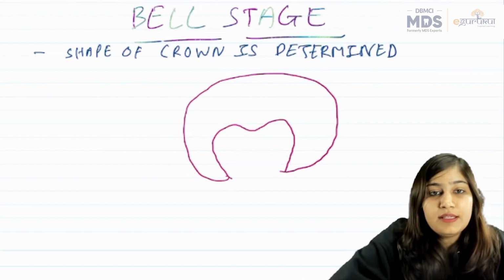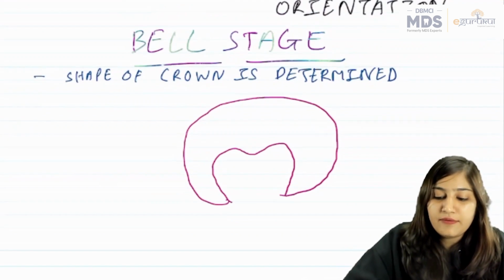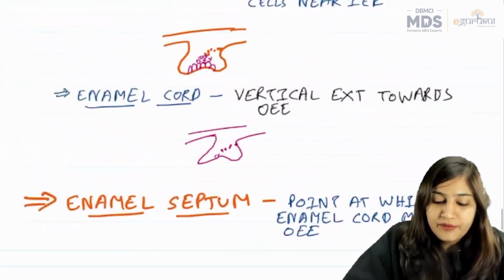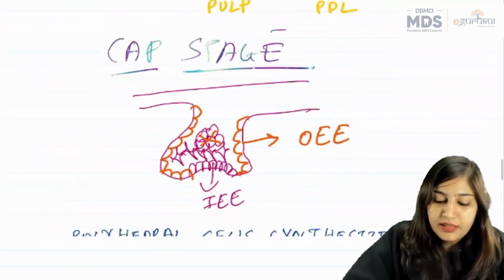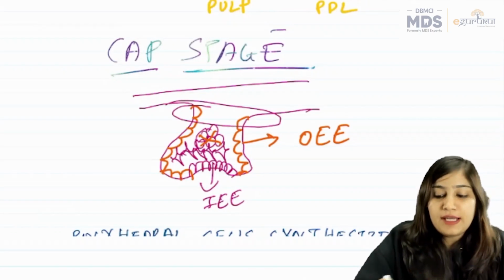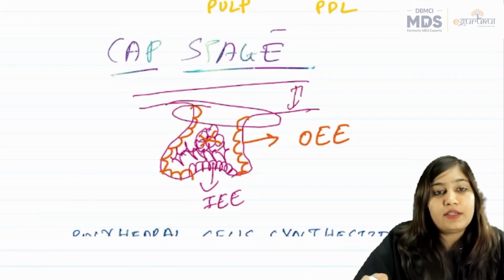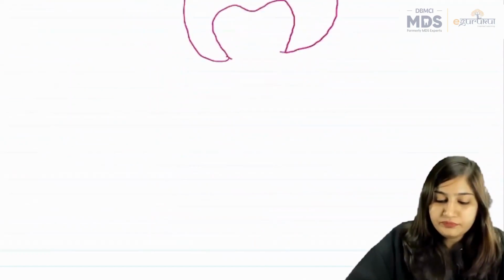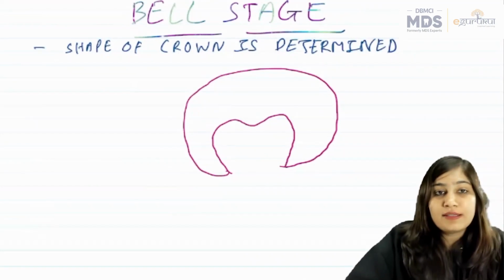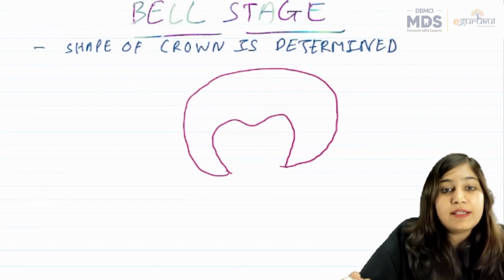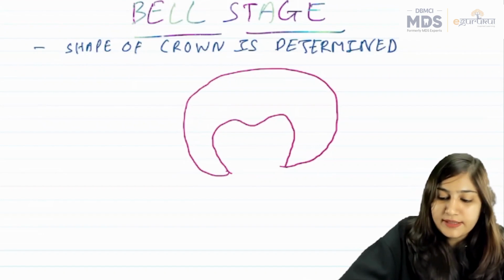Here we can see there is degeneration of dental lamina. We don't have any dental lamina present in the bell stage, while in case of bud stage, here we can see attachment with the overlying ectodermal portion. This is the ectodermal portion. But in case of bell stage, there is no dental lamina. So, degeneration of dental lamina takes place during the bell stage.